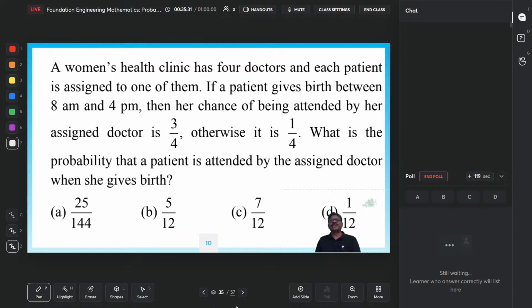A women's health clinic has 4 doctors. Each patient is assigned to one of them. If a patient gives birth between 8 a.m. to 4 p.m., then her chance of being attended by the assigned doctor is 3 by 4. Otherwise, it is 1 by 4. What is the probability that the patient is attended by the assigned doctor when she gives birth?